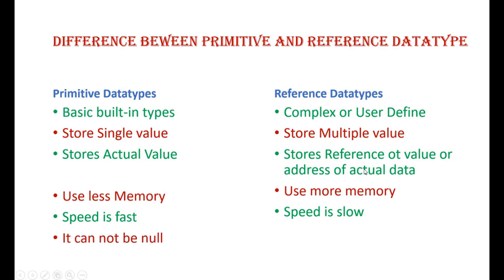The value of an int cannot be null. If I am declaring a primitive variable, I cannot declare it as a null type. But if I am using a reference data type, I can definitely use it as null. So this is the main difference between primitive and reference data types.